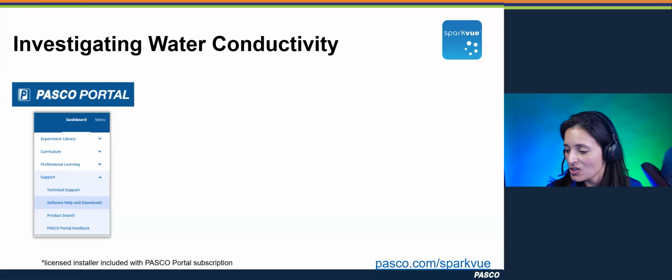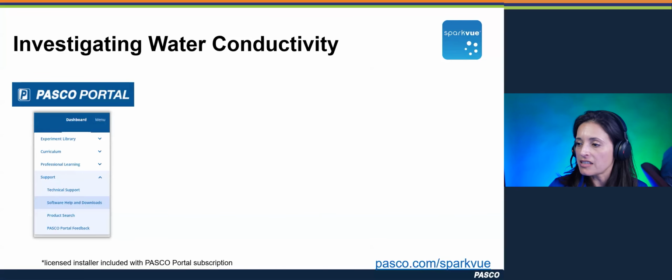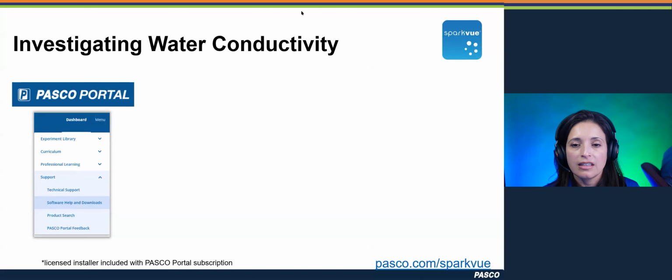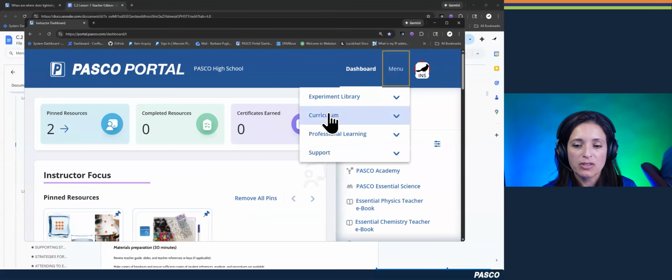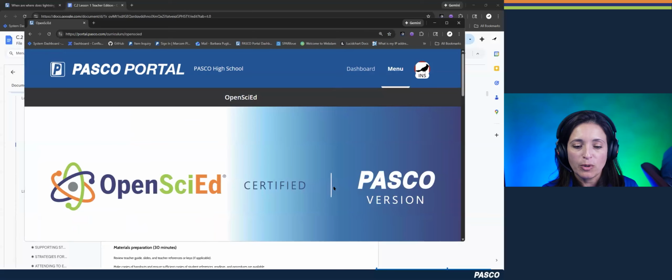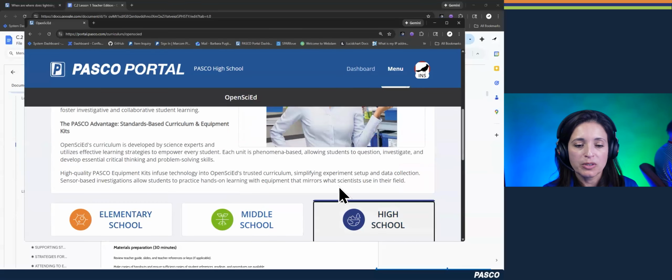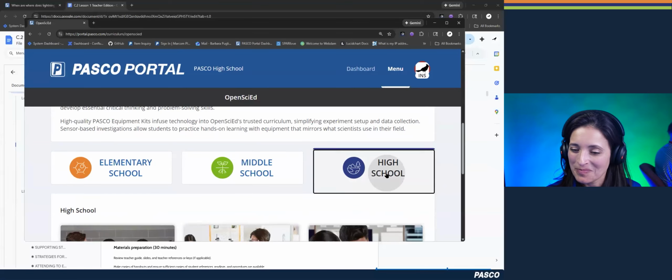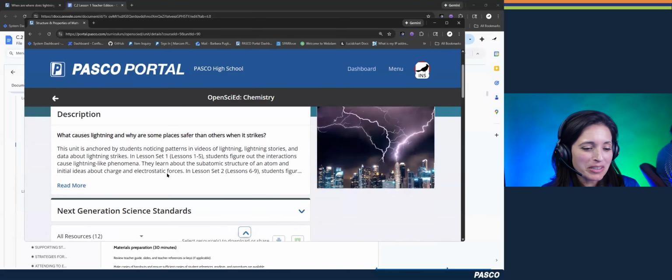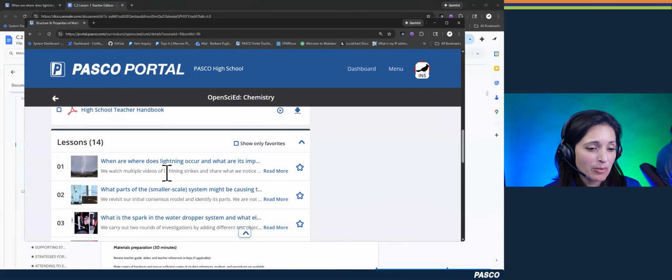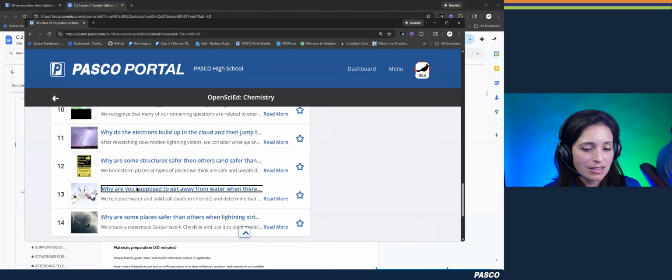not charge sensor. So in order to do that, we need to go to Portal and download a file that's included with the contents of the course. So I'm going to go to that course. Remember, we went to curriculum, to OpenSciEd. We're in the high school. I had to close my window and I forgot to leave it open. And go to the chemistry course. We were in C2. Now we're in lesson 13 though. So I'm going past the unit and going down to lesson 13.